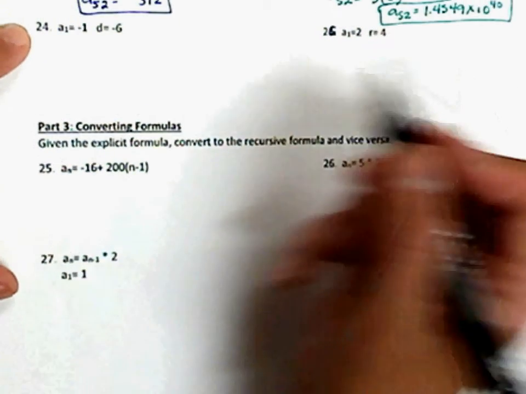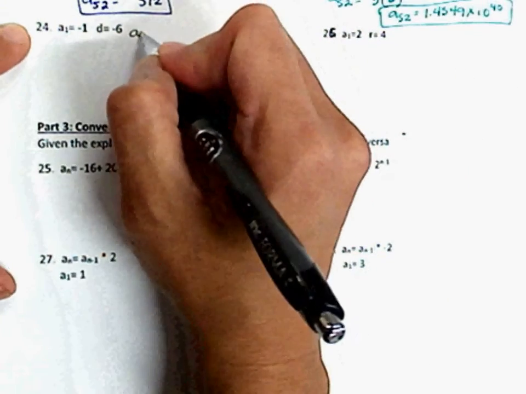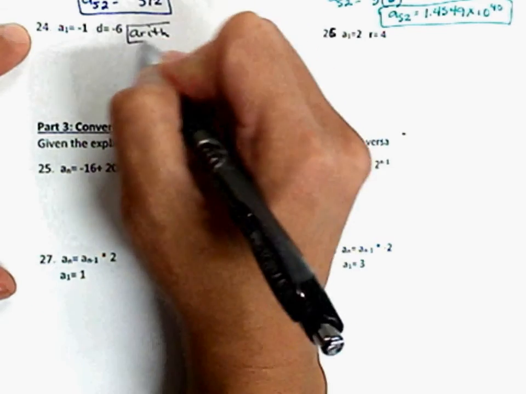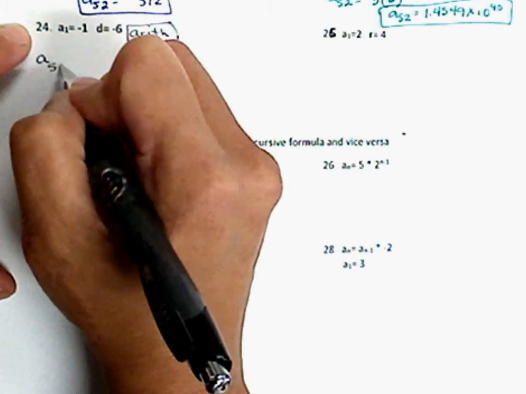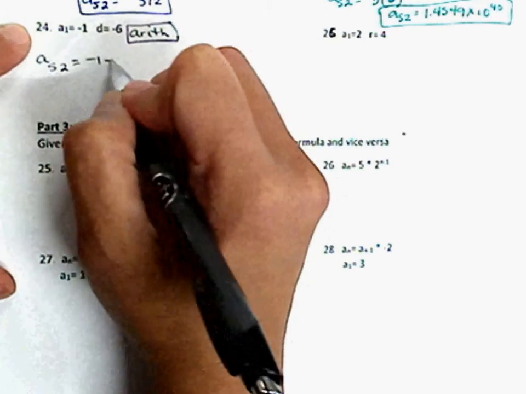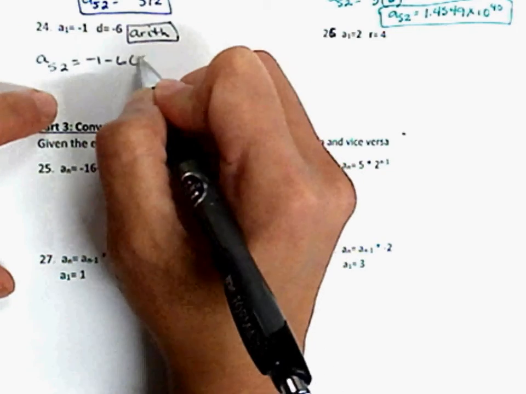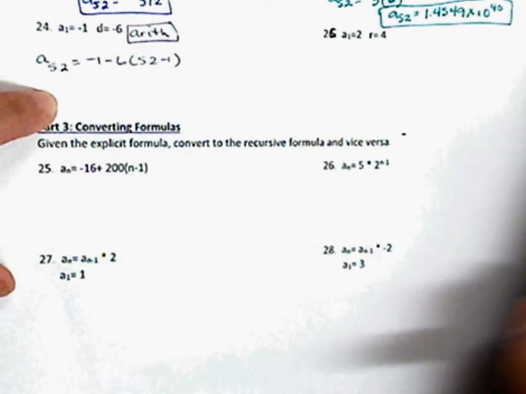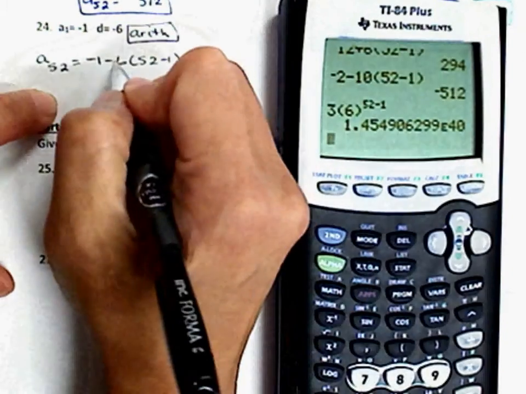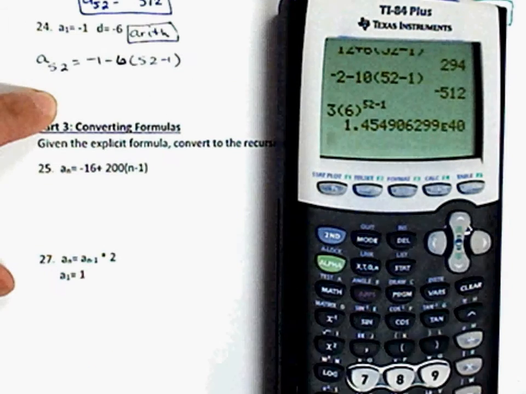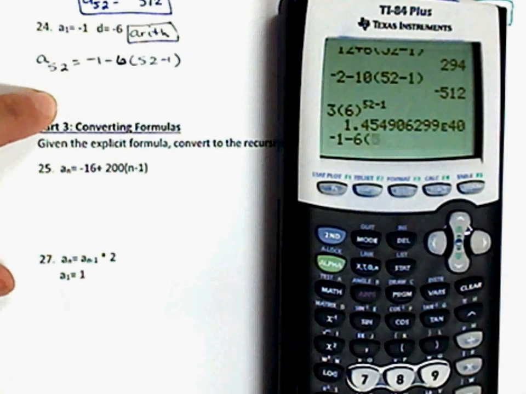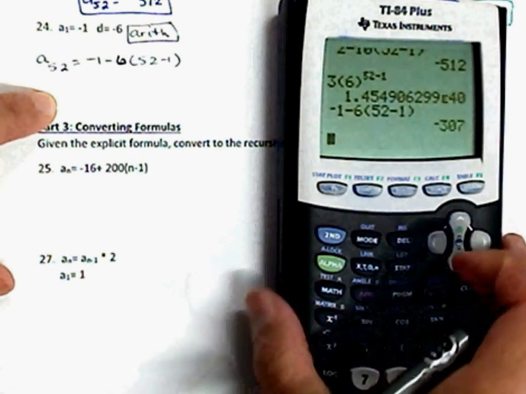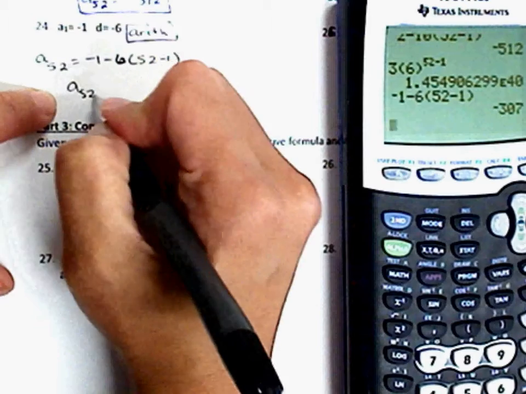It gives me a D that tells you it's arithmetic. Let's write your formula. A sub 52 equals your first term plus your D, 52 minus 1. Type that into your calculator. Negative 1 minus 6, parentheses, 52 minus 1. Comes out to be, 52nd term is negative 307.